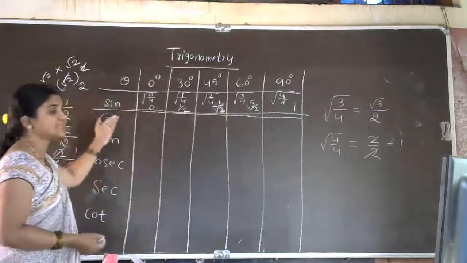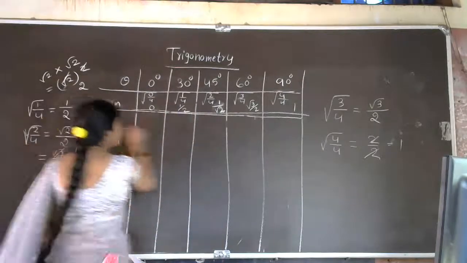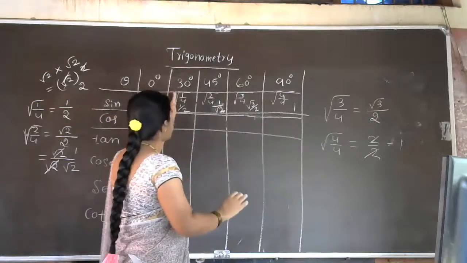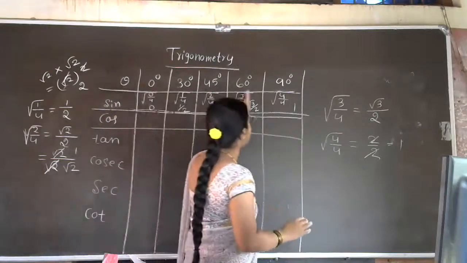Now using this sine value, you can easily write the cos value. Here, just 0, 1 by 2, 1 by root 2, root 3 by 2, 1.